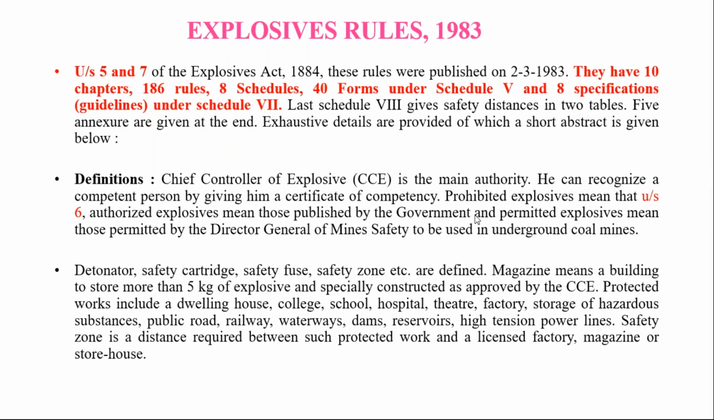So these are the main provisions under this Explosive Act 1884. This is a brief idea regarding the Explosive Act 1884. Now, under this act, rules are made with the help of these guidelines. These rules are called the Explosive Rules, and they were prepared in 1983.